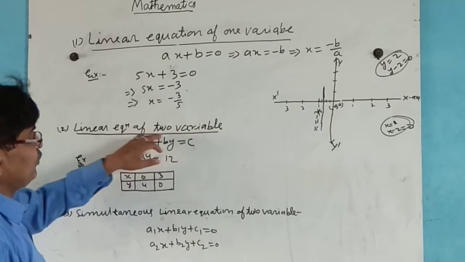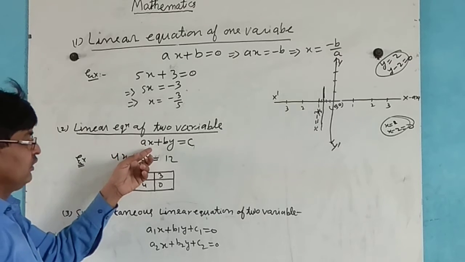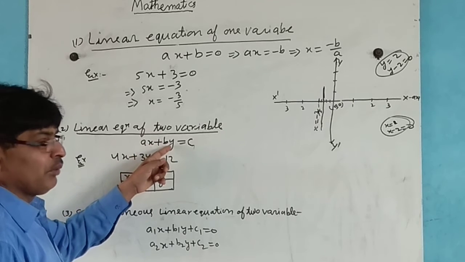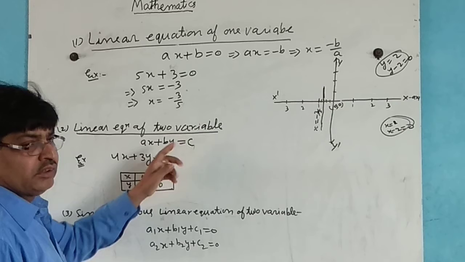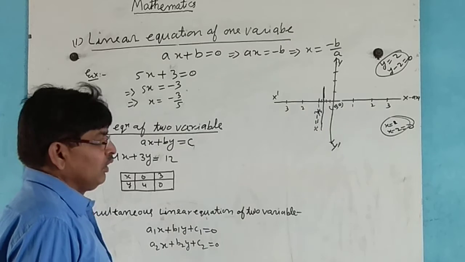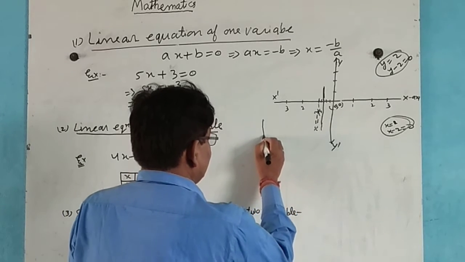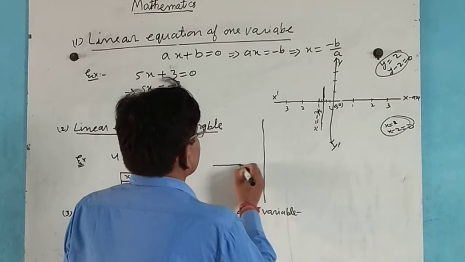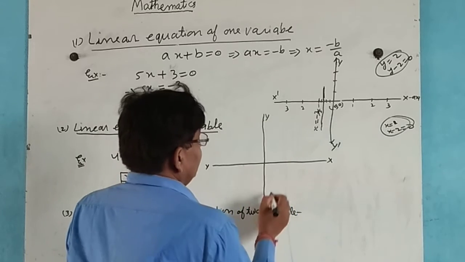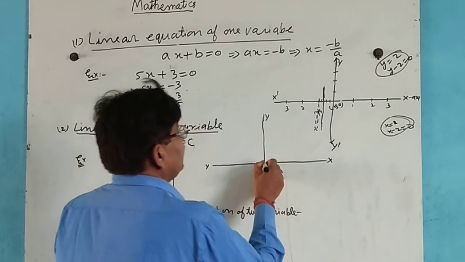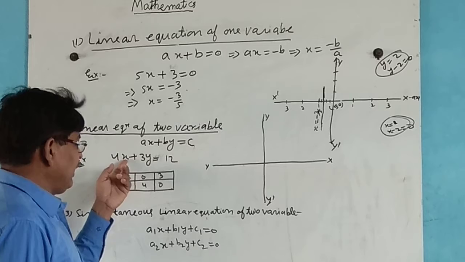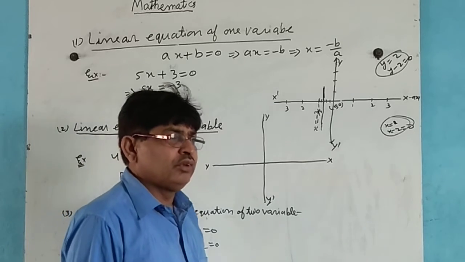Now, linear equation of two variables. In this case, x and y are variables and a, b are constants. We can also represent this on the graph paper. Here also we take x dash, y and y dash. This is the origin.